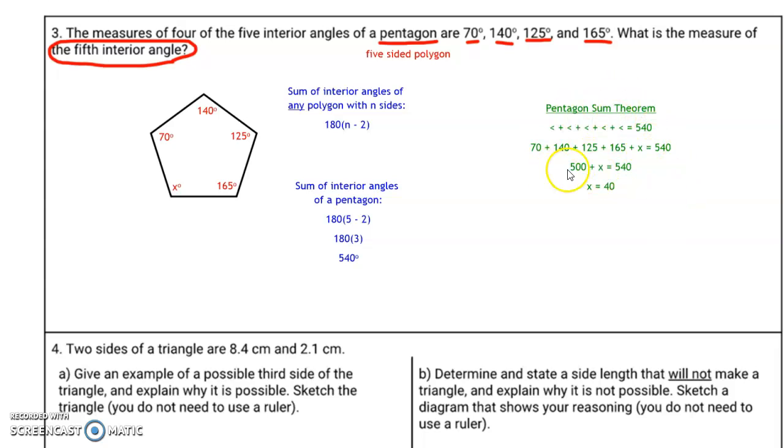Here's the equation in question. We're calling it the pentagon sum theorem, but it doesn't have to have any special name. It's just that all the angles in a pentagon equal 540. So we add all the angles together, that equals 540, and then we do a little algebra. X is equal to 40, but of course it should be 40 degrees. Using the correct units is important.